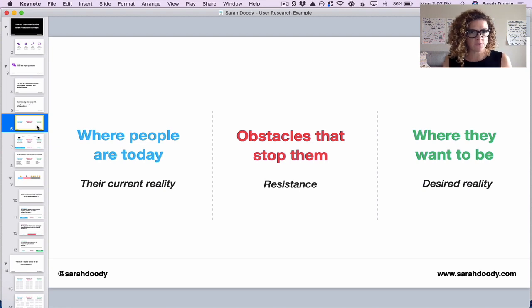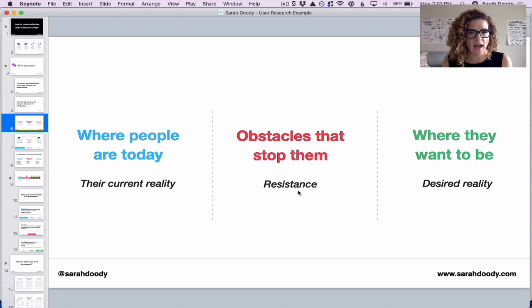So first of all, we want to understand where people are today. What is their current reality? What is life like as it is right now? Then we hop over to the right and we want to understand, well, where do they want to be in the future? What does their life look like if someone can wave a magic wand and help them overcome challenges in their current reality? So we want to understand where they want to be, their future, their desired reality.